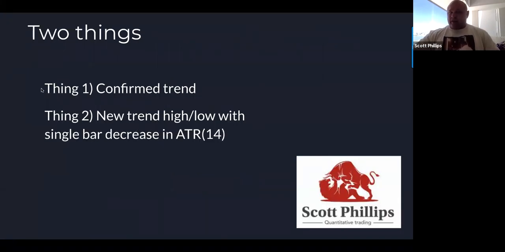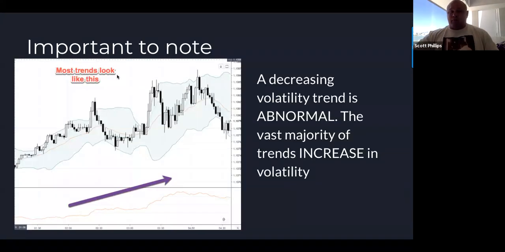So let's go through that again. 2 things. Thing 1, confirmed trend. Thing 2, new trend high or low, closing high or low, with the single bar decrease in ATR, and the parameter is 14, it's ATR 14, which is the standard one.